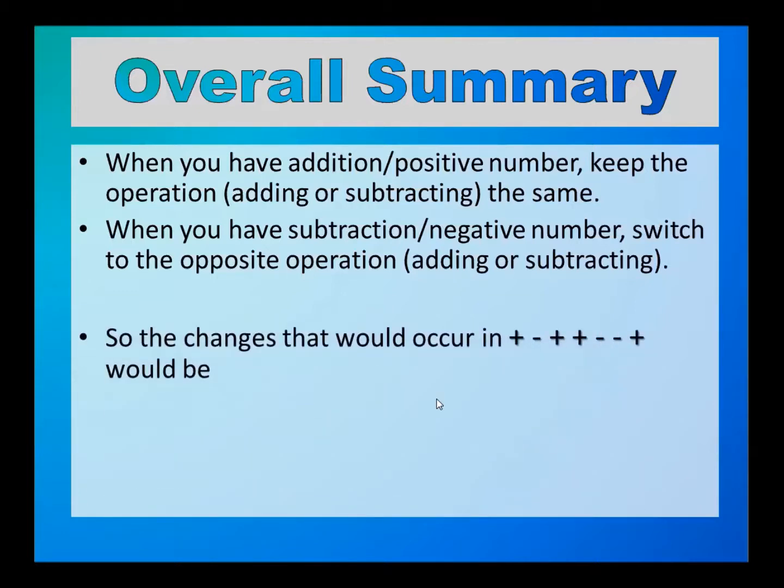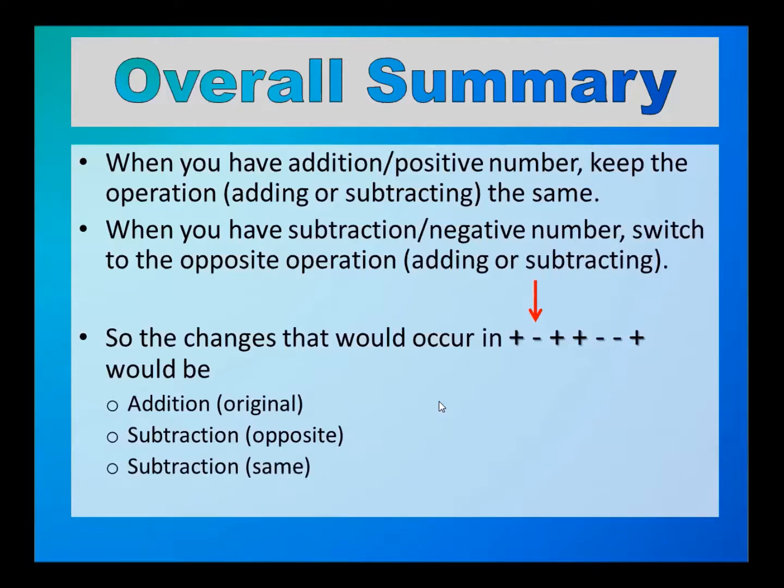So the changes that would occur in plus minus plus plus minus minus plus would be, so I would start out with addition because the first symbol is the plus sign. Then I see the minus sign. I need to do the opposite. And the opposite thing from addition is subtraction. Then I see the plus sign. I need to do the same thing. And the same thing as subtraction is subtraction.